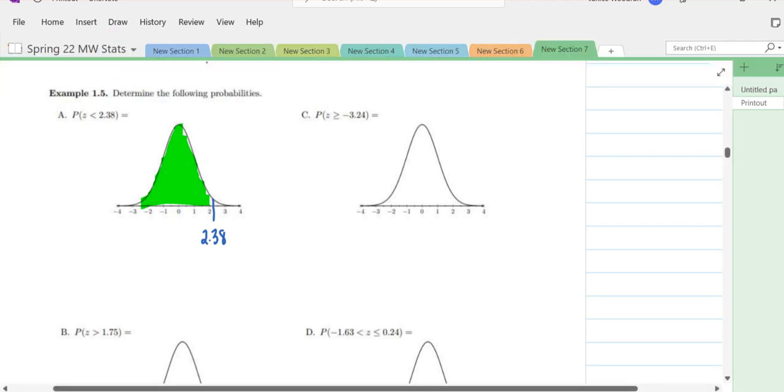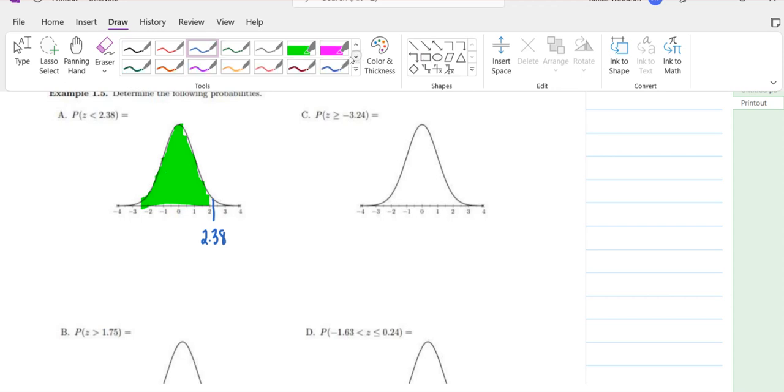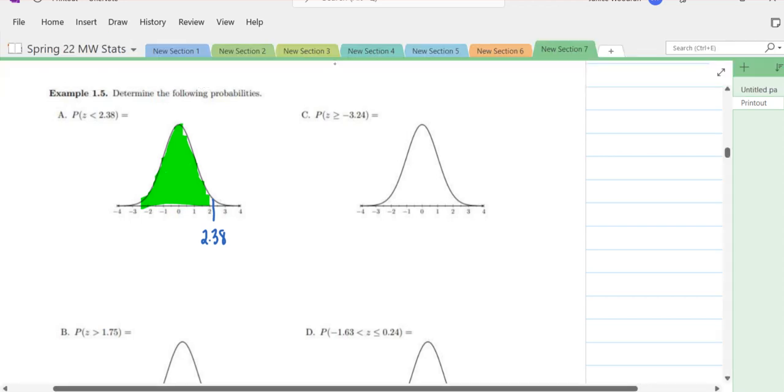Okay, now looking at that, you would assume that that value is going to be, what do you guys want to guess here? Yeah, it's probably like 95 or something like that. It looks like most of this is shaded in, except for this little tiny bit over here on the right. So to find that, you have two ways to do this. First is looking it up in the z table. So this is a z value of positive 2.38.